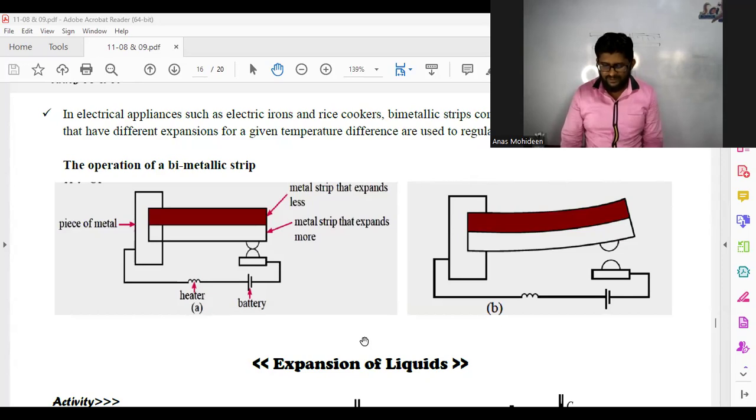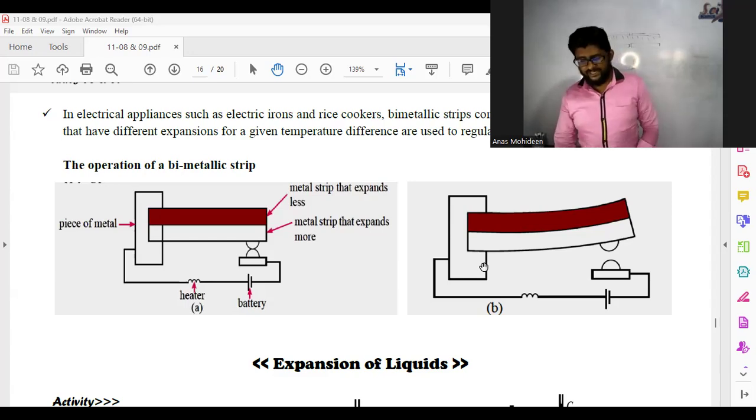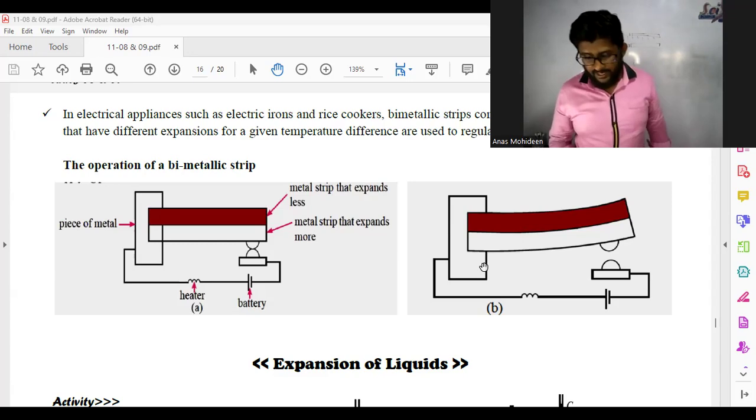The bulb shows that the metal is heating. If the bulb turns on, the iron box is heating. If it turns off, it stops heating. Whenever the iron is heated, it would get on, and when the heat decreases, it gets off. Good.